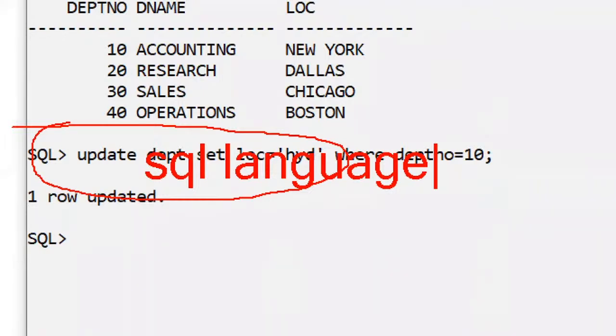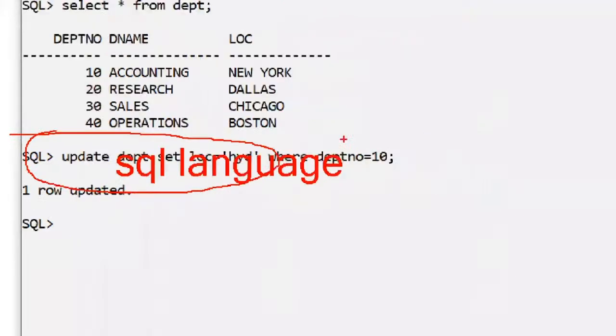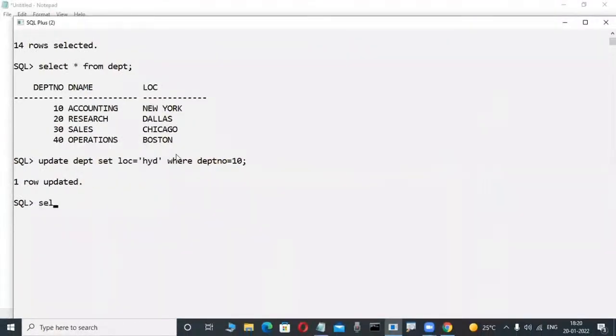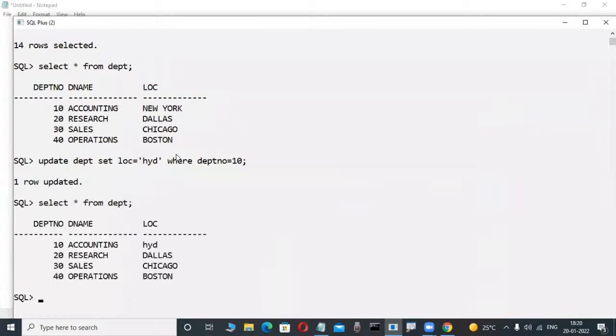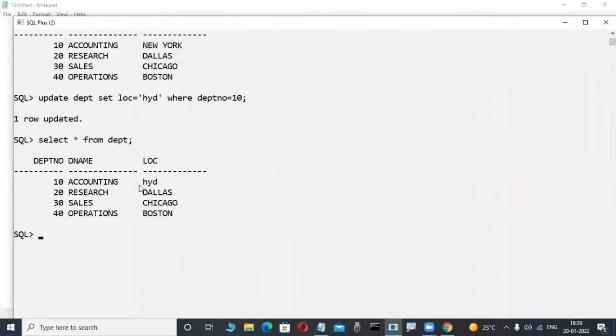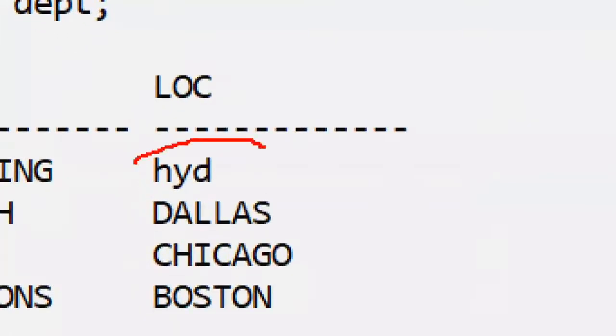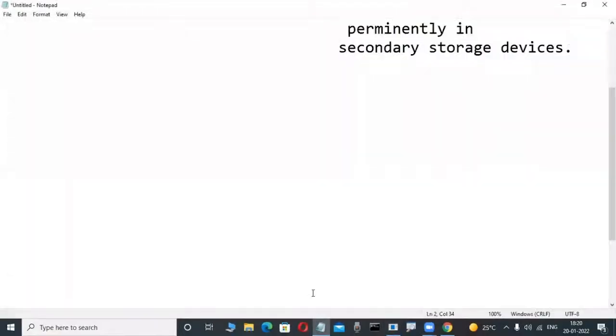Now observe here. Once we write this type of code, this is called the SQL language, and automatically it is reflected in your database. Observe here, your database. In the previous case New York was there, but in this case Hyderabad is the location, is it there or not? Yes. That's why always observe it here.